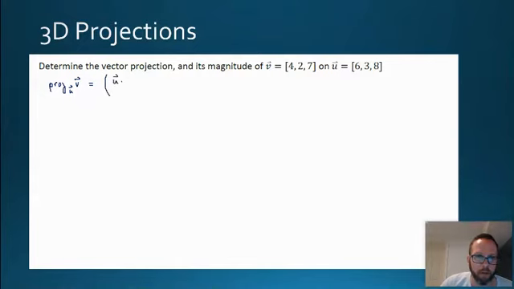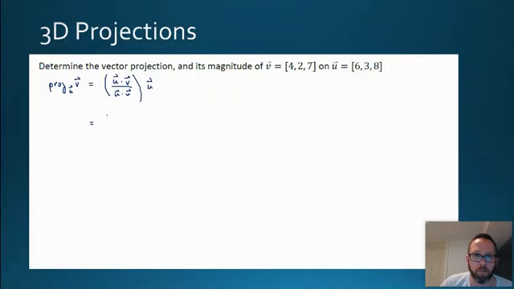And the only place the V appeared was in the top here. We do U dot V over U dot U times, so that gives us a scalar, and we multiply that by vector U. So we have everything we need. Let's calculate this vector projection.